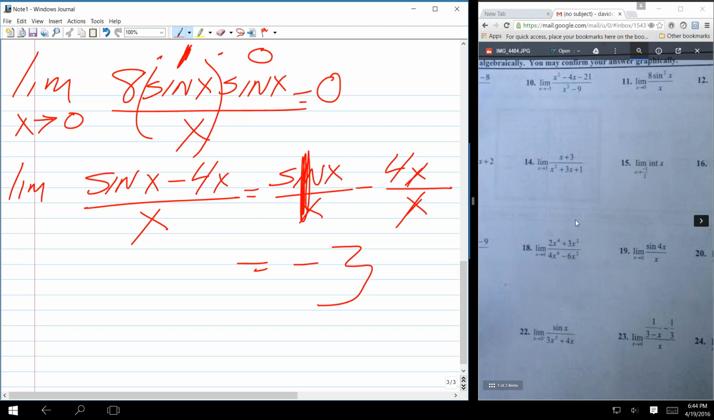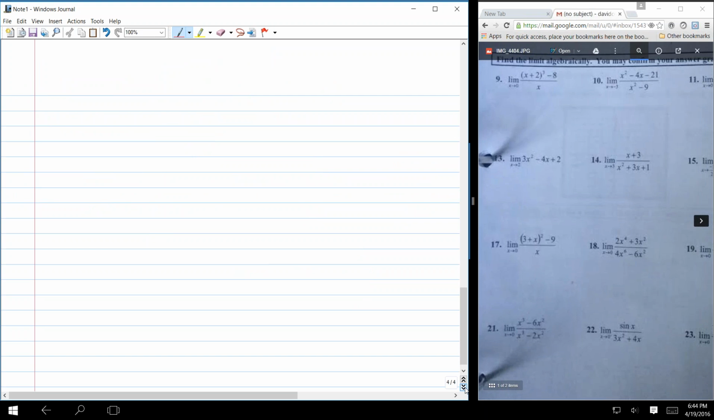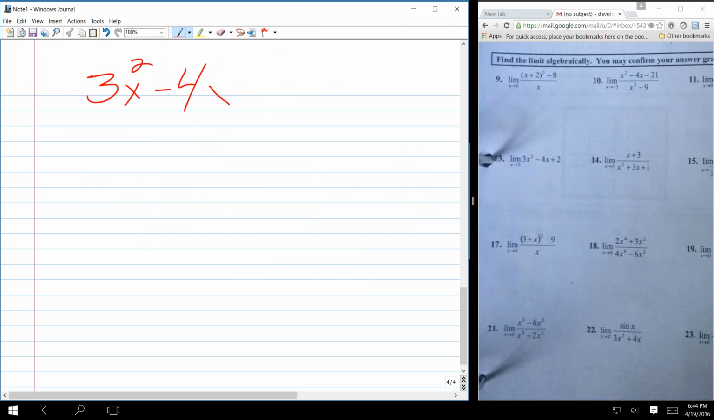Was that 12? Yeah, so we're on 13. Maybe they're not all 0 over 0. Since we don't have a denominator here, they must not be. So is that just substitution? Uh-huh. So what is it? So 2 squared is 4 times 3 is 12. That's minus 8. So 4 plus 2, so 6.